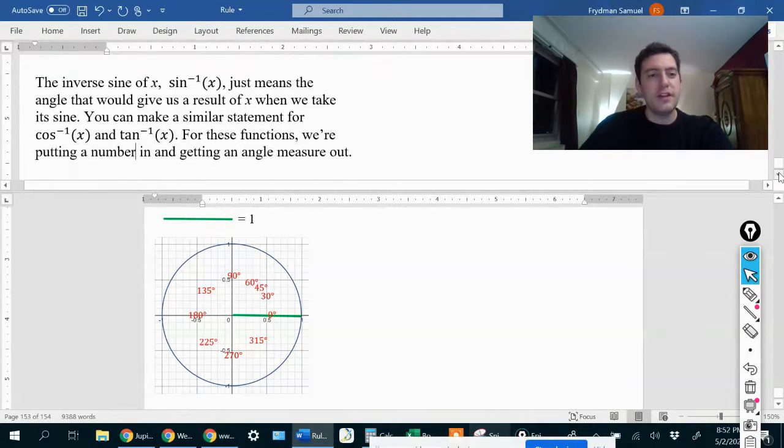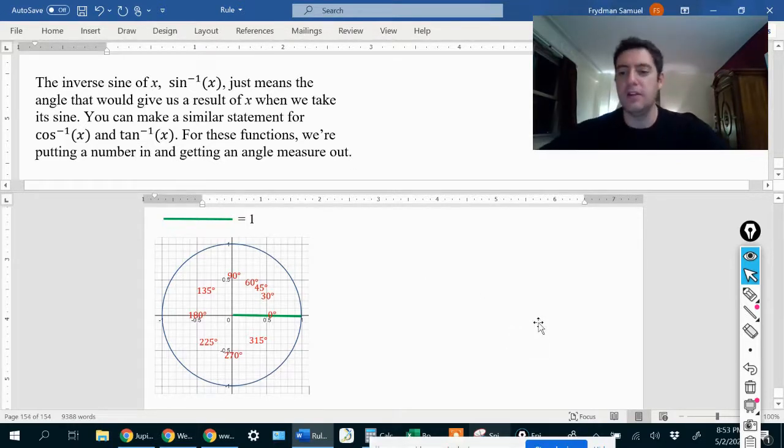We'll start with inverse sine, but they're all defined similarly. The inverse sine of x, written this way, just means the angle that would give us a result of x when we take its sine. You can make a similar statement for the inverse cosine of x and the inverse tangent of x. For these functions, we're putting a number in and getting an angle measure out. Let's do an example and that'll make a little bit more sense.